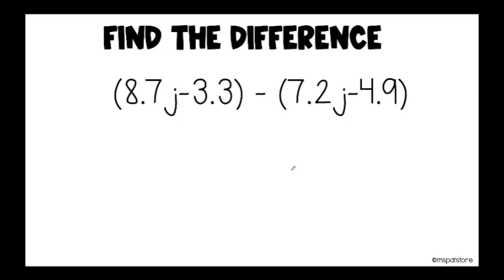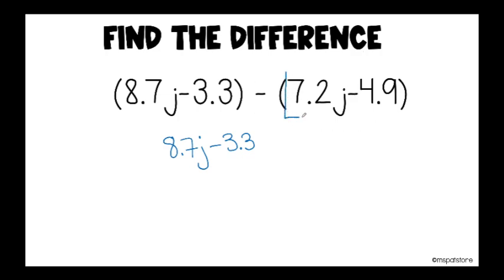How about this one? Do not forget, you need to line up the like terms and add the opposite of each one of the terms in the second expression. Pause the video and try to do it by yourself. Let's try to do this one. We have 8.7j, or 8 7/10 j. And then we have negative 3.3. Remember that you need to add the opposite of each one of the terms in the second expression.